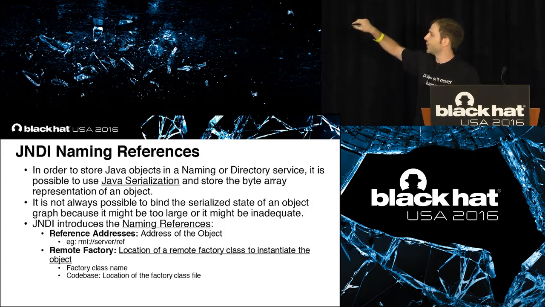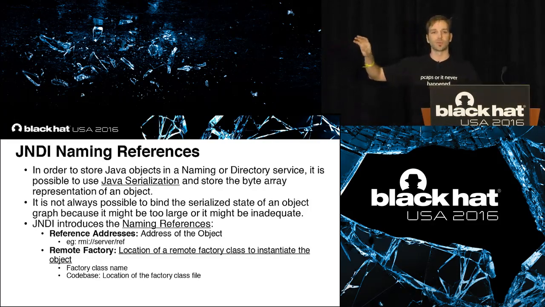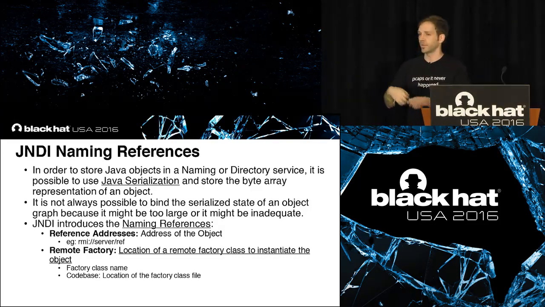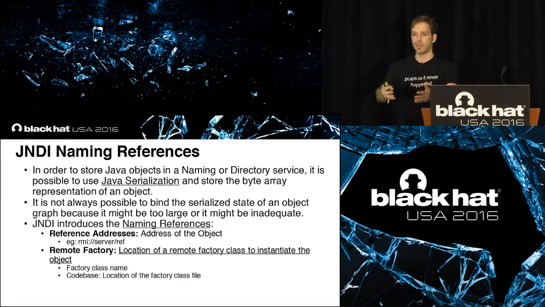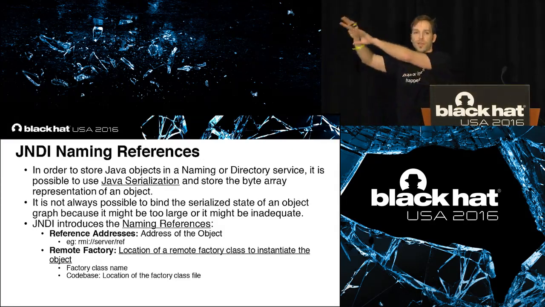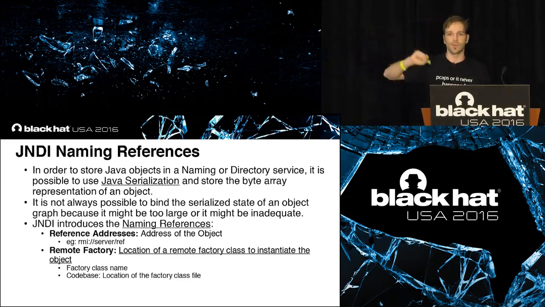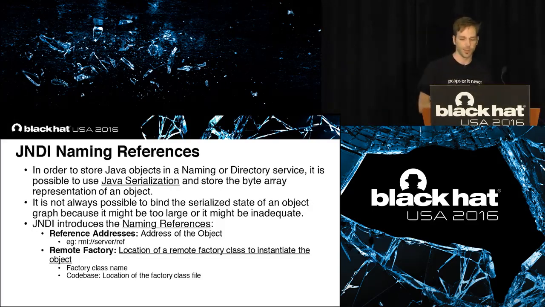The second type of JNDI reference is a remote factory JNDI reference. In this case, instead of pointing to a remote object, we are basically pointing to a remote factory class that needs to be used to actually instantiate the final object that needs to be returned. So we perform the lookup, we receive the JNDI reference, we extract the factory name, the factory location, we fetch that remote class from the remote location, and then we instantiate that factory in order to generate our object.